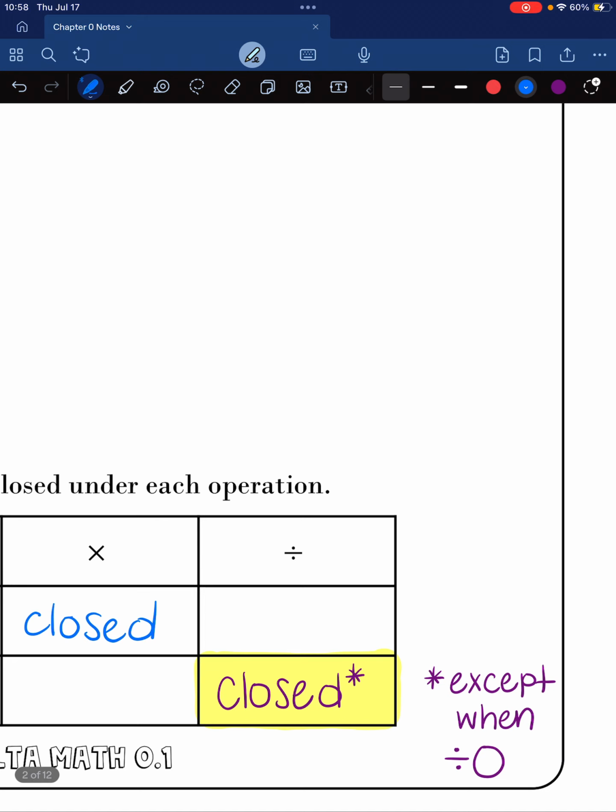Division's a different story though, right? So division with integers, we could do something like -1/2 divided by -2. And integers could be positive or negative, but they cannot be fractions, right? So that simplifies to 1/2. I'm going to go ahead and put open, shorter word to write. So not closed. Integers are not closed under division.